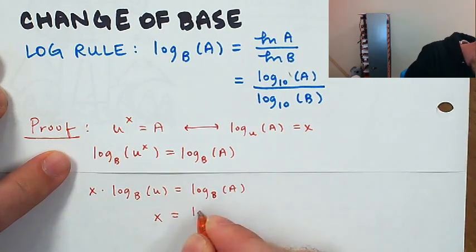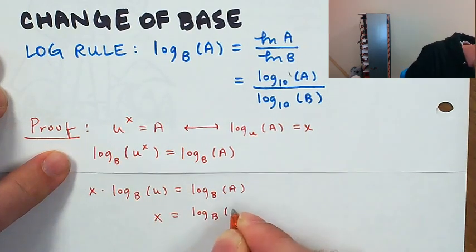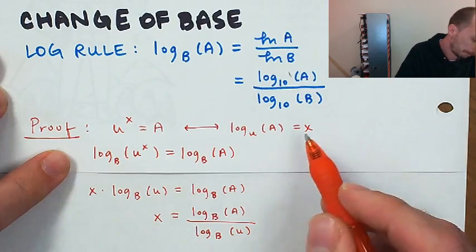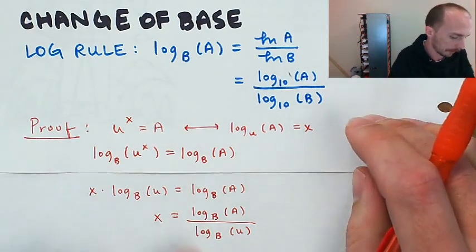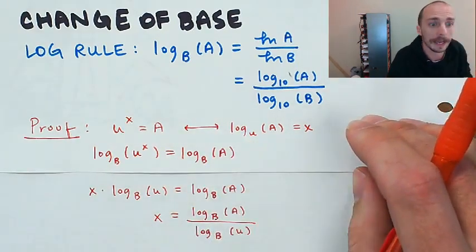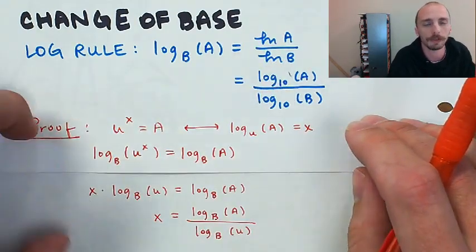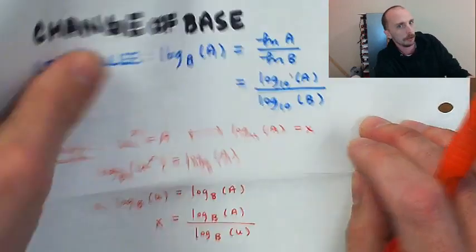So x equals log with base b of a divided by log with base b of u, which is showing us that this log with base u and argument a is the ratio of these 2 logs, just like it was up there. So this is why the change of base formula is true. Now let's work some examples. Let's see how we're going to put this into action.